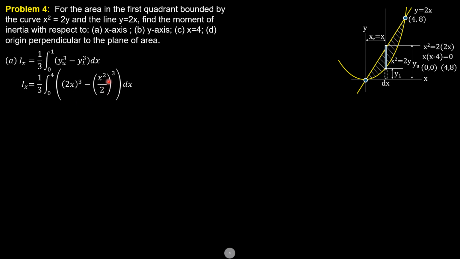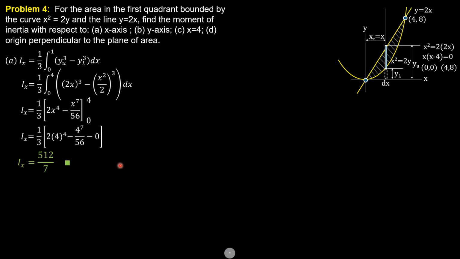Then minus x to the 6 over 8. So that would be x to the 7 over 8 times 7, so x to the 7 over 56 from 0 to 4. So 2x to the 4th minus x to the 7 over 56 from 0 to 4. So substituting, that's 1/3 of quantity 2 times 4 to the 4th minus 4 to the 7 over 56 minus lower limit 0. So calculating, that's 512 over 7.